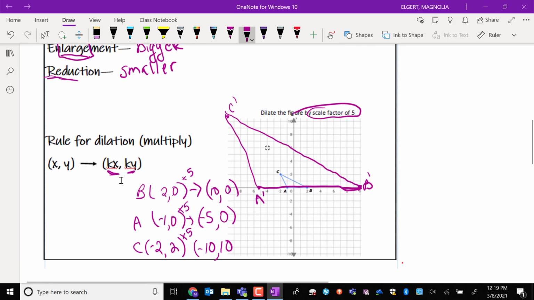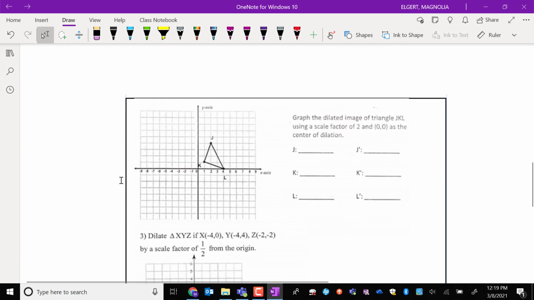Now let's look at the bottom half of our notes. It says, graph the dilated image using a scale factor of 2 and 0, 0 as the center. For all of ours, we're going to use 0, 0. So first we need to know the points. So J is at 2, 4. And to get my J prime, I'm going to dilate it by 2, so I'm going to multiply by 2. So J prime is going to be at 2 times 2, which is 4, and then 4 times 2, which is 8.